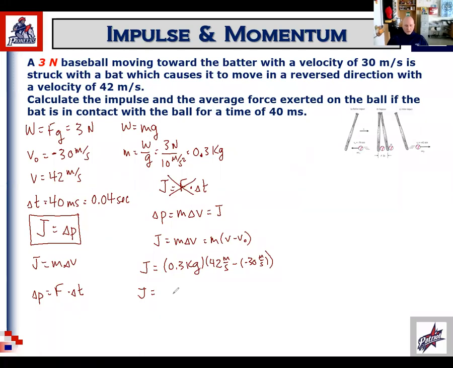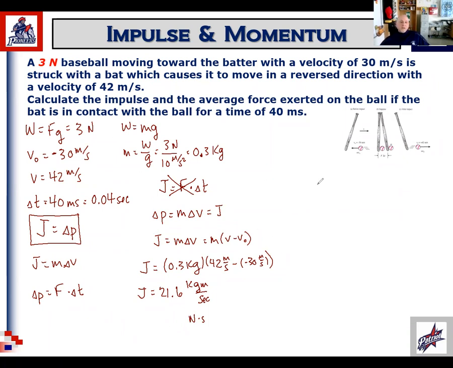But we need to still be able to get the change in velocity, right? So that change in velocity is 72. You multiply that by 0.3, and you get 21.6 kilogram meters per second, right? Or Newton seconds, because we know they're the same unit. So this is what we would do for the first part to calculate the impulse.